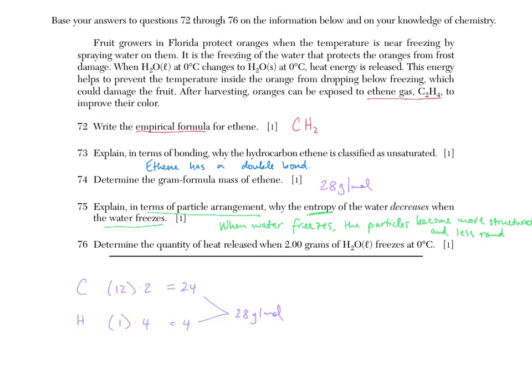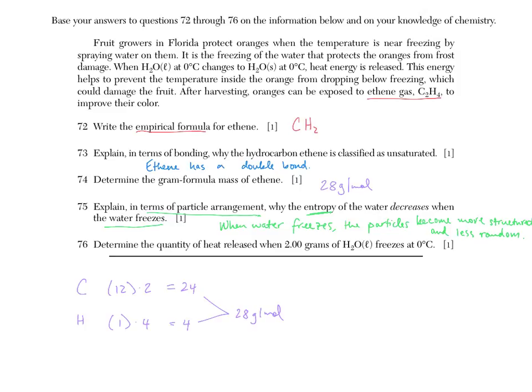You need to talk about how the particles are being arranged. They're less random, they're more structured, especially when you freeze to the solid phase, where it's the most structured phase of the three that we learned. And that's why entropy decreases, because entropy is all about randomness and disorder. There's more order, basically.